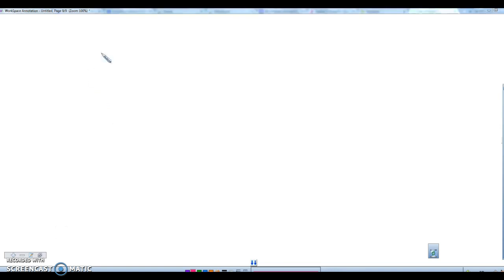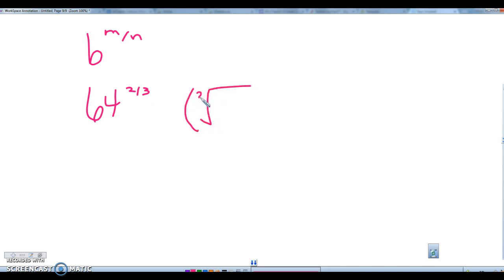Not only can I do b to the 1 over n, I can also do it to any fraction, m over n. And how that kind of works is, let's say I have 64 to the 2/3. What I'm looking for is that denominator tells me what root I'm taking. So I'm taking the cube root of 64. And then the numerator tells me I'm going to square whatever that answer is. So I know that the cube root of 64 is 4. And I'm now going to square 4, which would give me 16. Okay? You won't see a ton like this, but you will see a few.